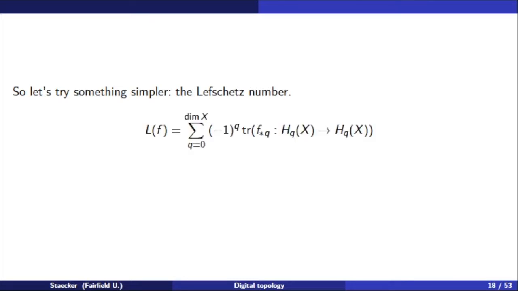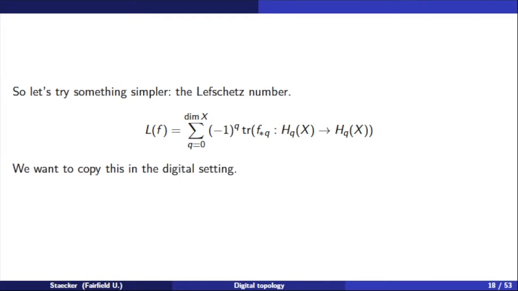I don't know if that looks simple to you, but it's the trace with the alternating sign, the trace of the homomorphisms in homology. This is complicated, and you need to do some algebraic topology to compute this in the classical setting. But actually, in the digital setting, this is not very complicated at all. And we're going to do some very specific examples. And if you are paying attention, you could do all the examples yourself. You don't need to know anything special to do this.